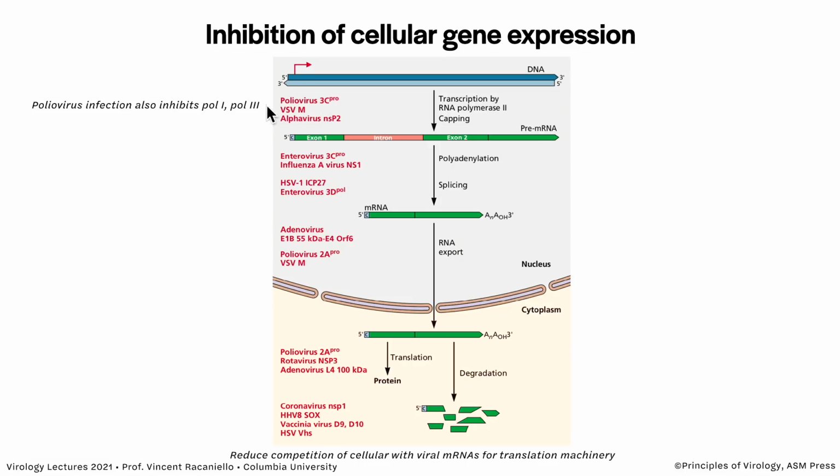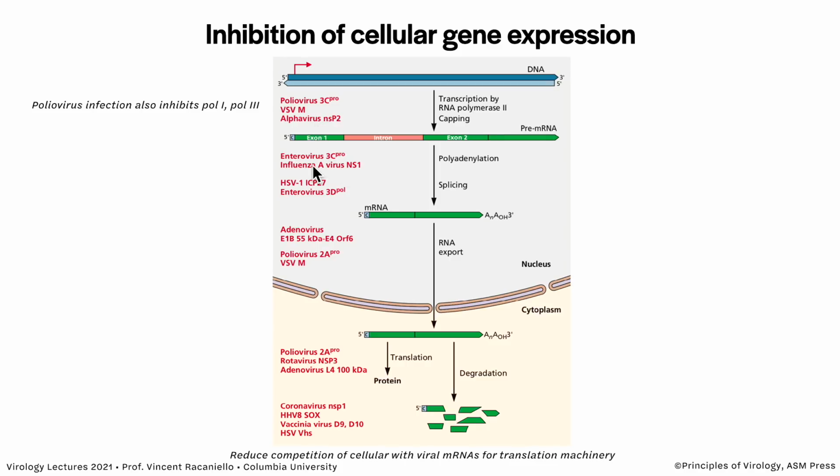In fact, poliovirus, which inhibits Pol2, also inhibits Pol1 and 3. So in a polio-infected cell, very quickly after infection, all cell RNA synthesis is shut off. Why? So everything's available for the virus, right? All the components, the triphosphates, et cetera, are all available to make viral genomes.